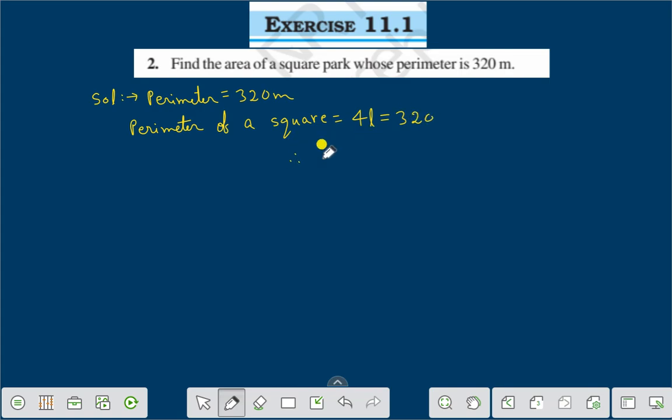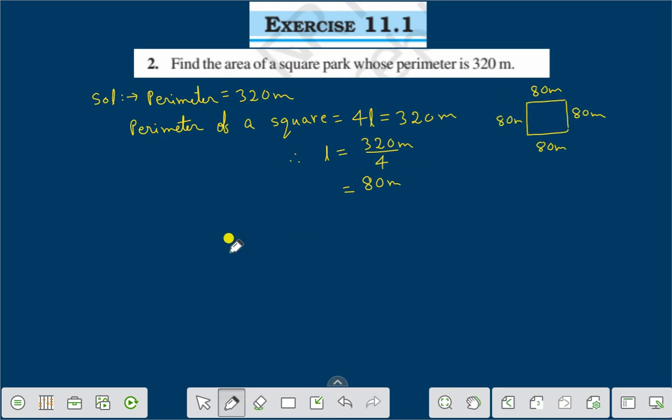Then we can say that L is equal to 320 meter by 4, and that comes to 4 8s are 32, so 80 meter. That means, suppose this is a square, each side is 80 meter. This is 80 meter, this is 80 meter, this is also 80 meter, and this is also 80 meter.